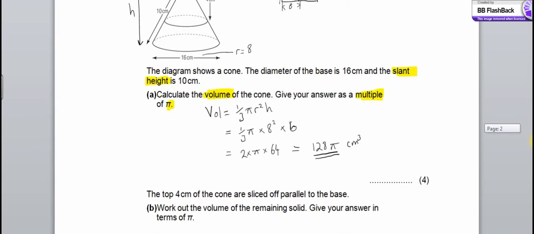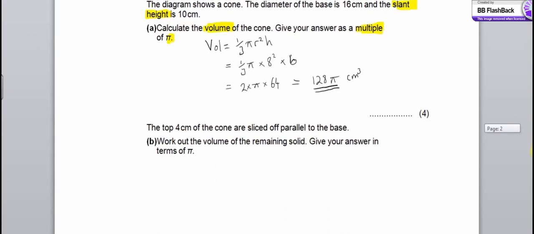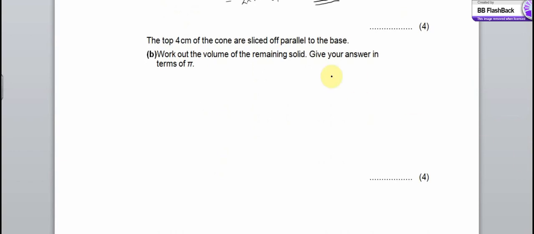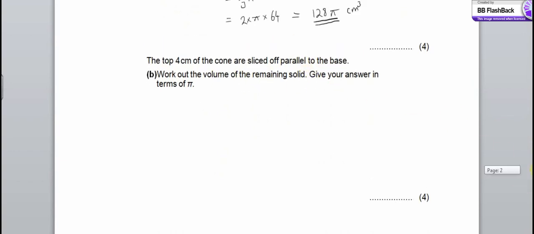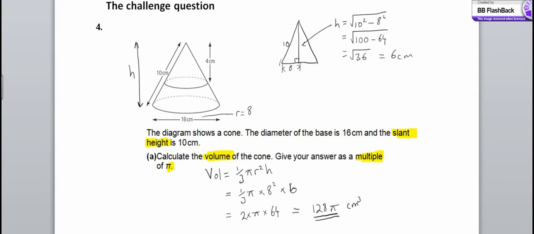Now, the second part of the question. The top 4 centimeters of the cone are sliced off parallel to the base. Work out the volume of the remaining solid. Now, this remaining solid has got an interesting name. If you want to look this up, if you chop off the top, you're left with this bit here. It looks a bit like an old school lampshade. It's called a frustum, and it's quite a useful little shape actually.